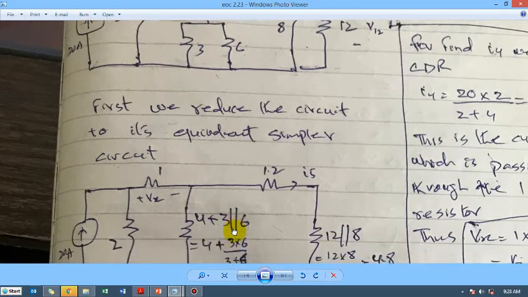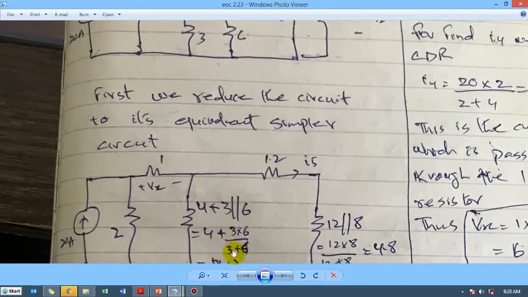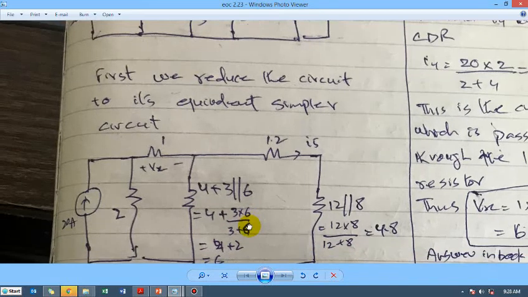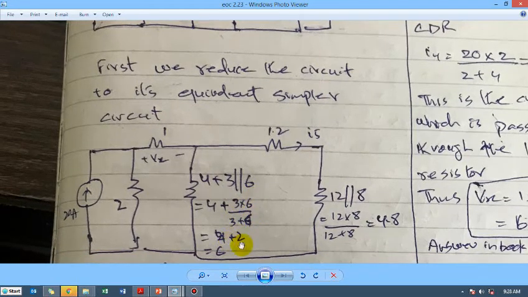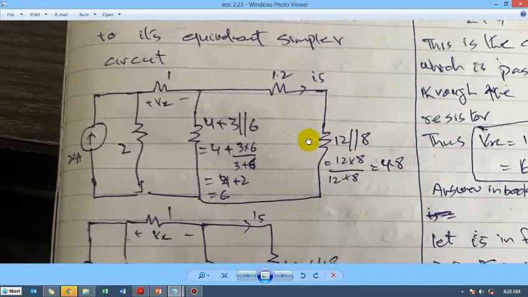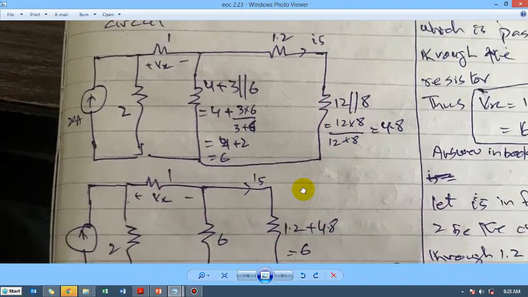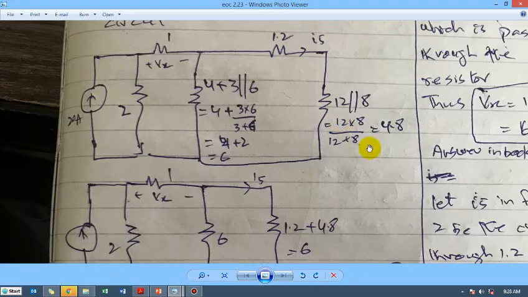So this will become all in all 4 plus the formula for parallel resistors, that is the product of the resistances divided by the sum of the resistances, and this formula applies only to two resistors. Alright, so 4 plus 2 is 6, and 12 in parallel with 8 becomes 4.8. So moving forward from this point on, you can add this 1.2 resistance into this 4.8.